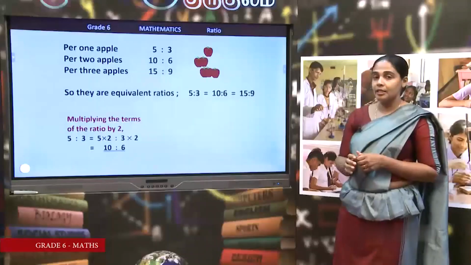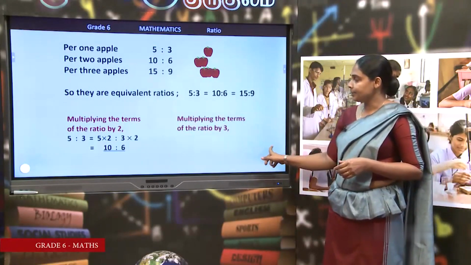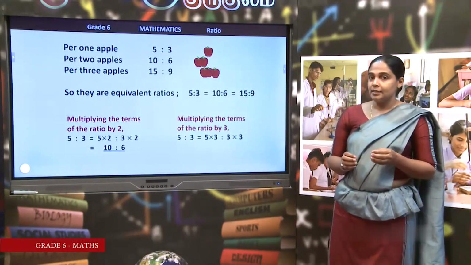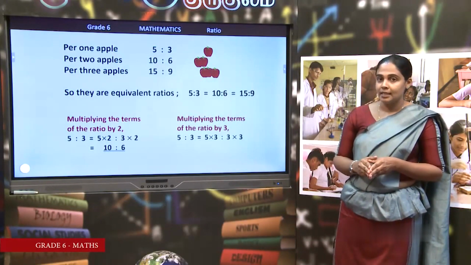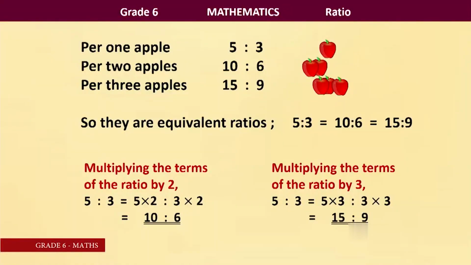Then we can write down more equivalent ratios. Let's multiply by 3. What happened? Initially we have 5 to 3. Then 5 and 3 are multiplied by 3. 5 by 3 is 15. 3 by 3 is 9. Then we got the ratio 15 to 9. Mathematically you can write answers in this way. Kids, I think all of you can understand it.